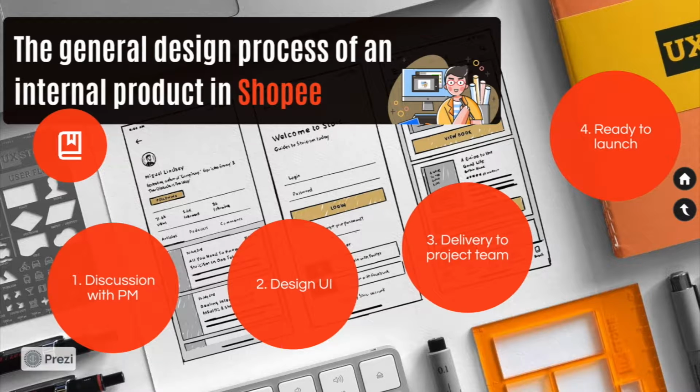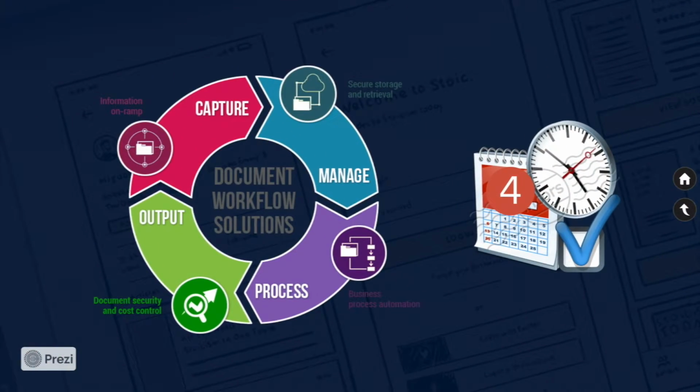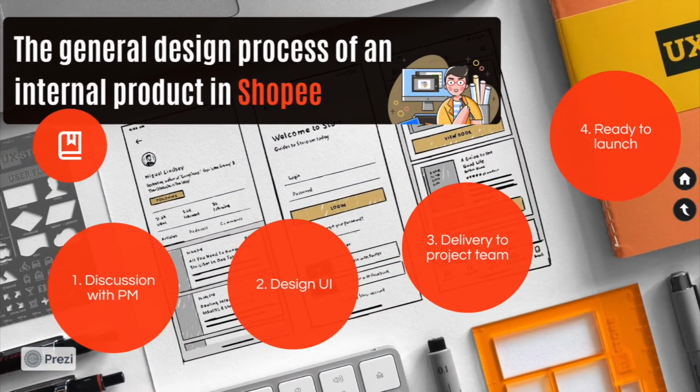The most important thing to take away from this presentation is that the design schedule of most internal systems is very short, only 1 to 4 days. So we need a good process. This presentation will take about 6 minutes. Please hold your questions until the end of the presentation. Thank you. A standard design process of Shopee.